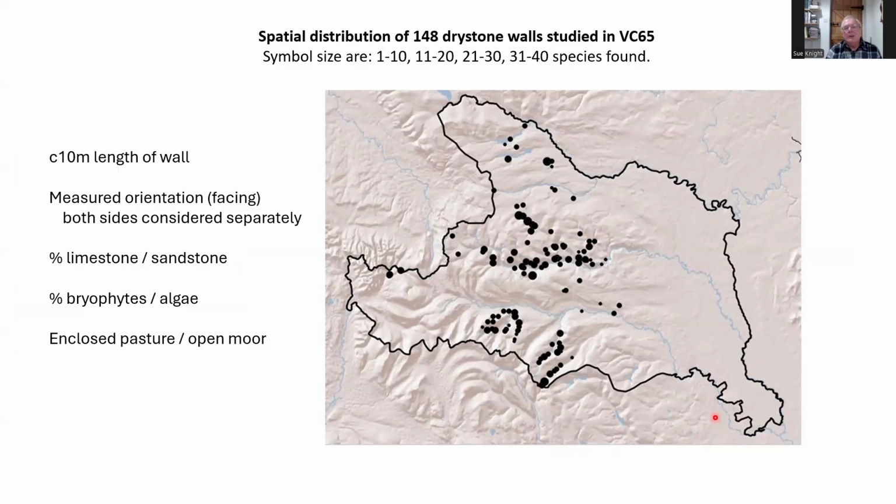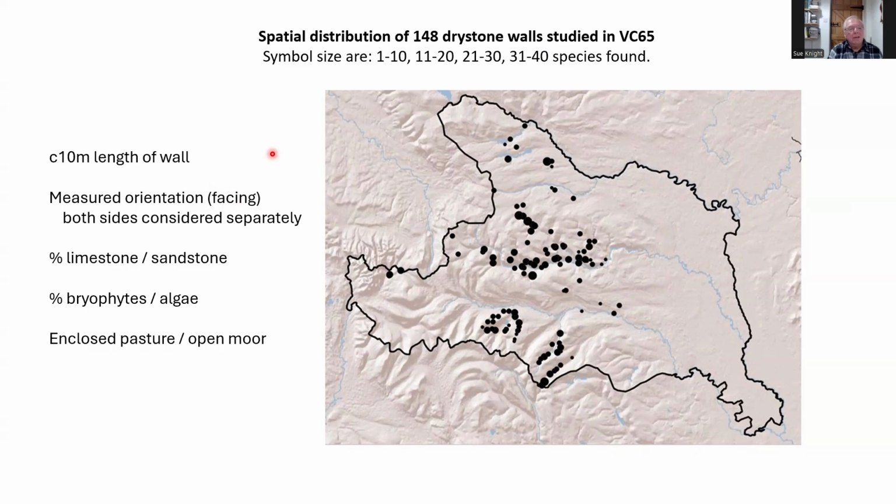We looked at the spatial distribution of the lichen diversity on 148 drystone walls in the Vice County. They're predominantly in Swaledale, but some were in Wensleydale and one or two towards Teesdale itself. And really what we were trying to do was find out what determined the variation in the diversity.